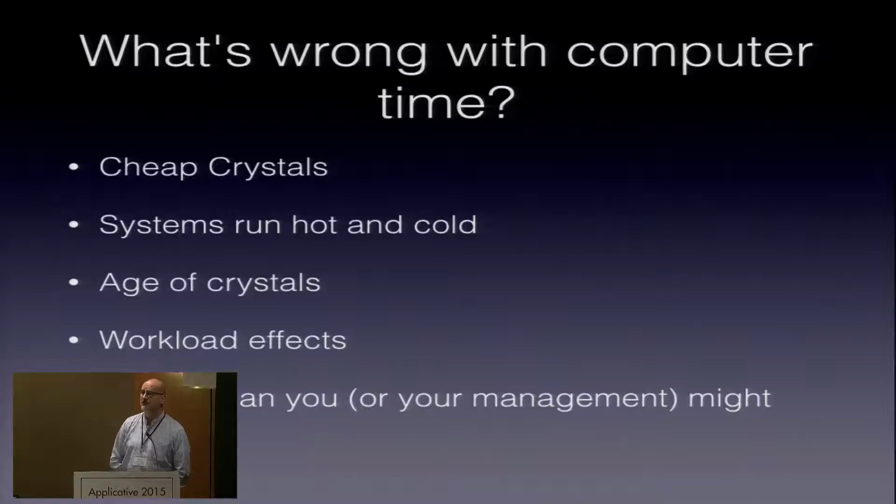Systems run hot and cold. So if you look at time graphs of your servers sitting in a data center somewhere, and for instance, again, you're a financial trading company, you will notice that between the beginning of trading and the end of trading, whenever that is, your clock runs at one speed, and on the hours when you're not doing that, it runs at a different speed.